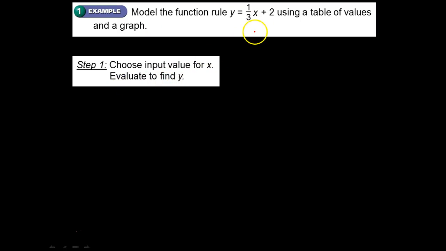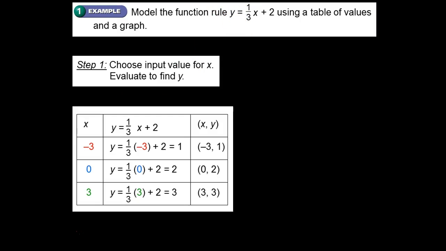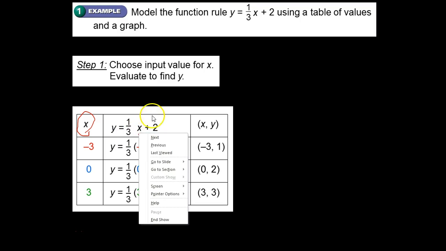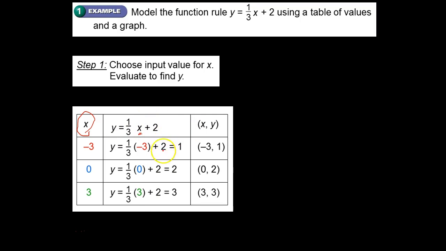In order to do that, you're going to pick your points that you want to plug in for x, and then once you plug them in, you will get your y value. The table shows your x values that were plugged in. Wherever you saw an x, they plugged them in, and then it kicked out your y value.